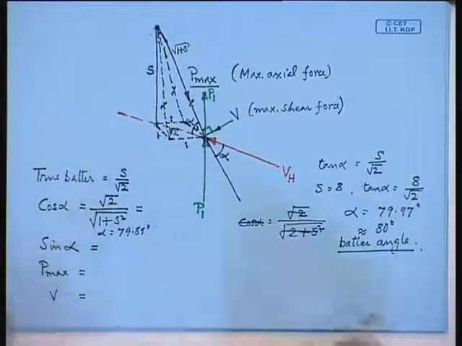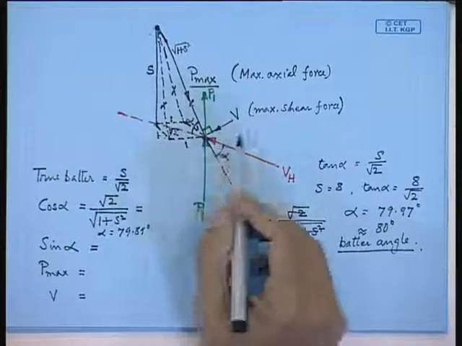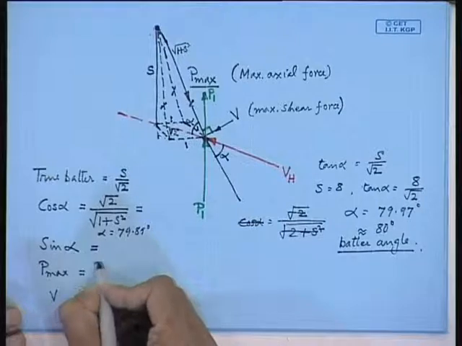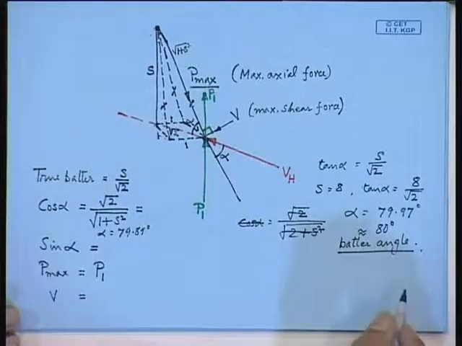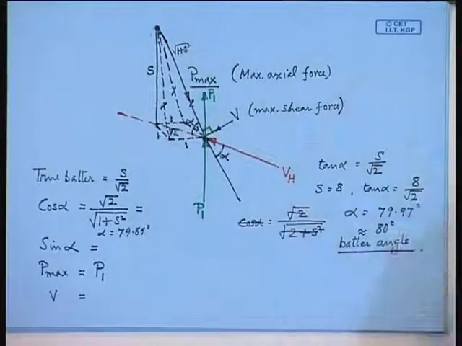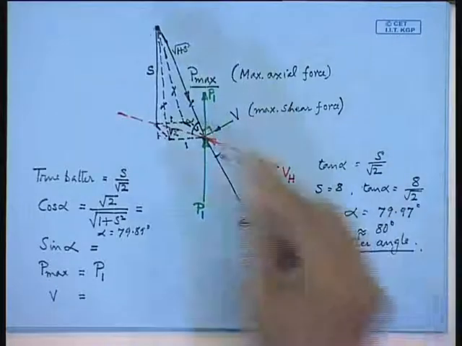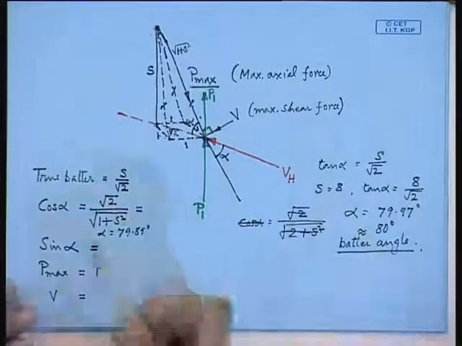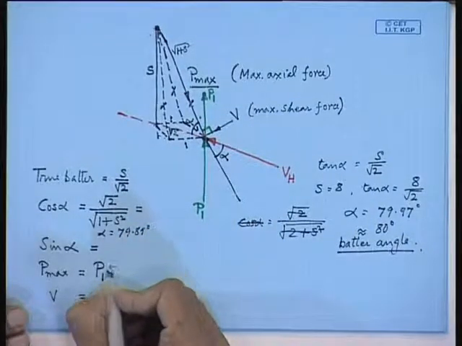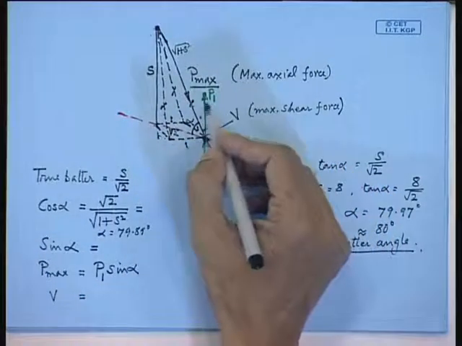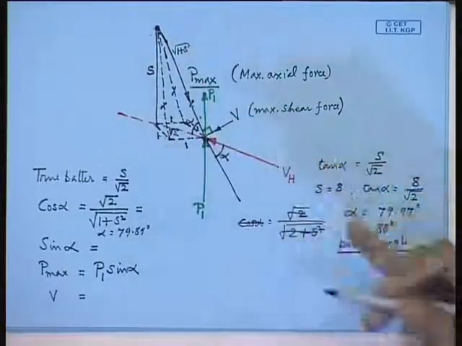Okay. Now P max you calculate. If you want to calculate P max, you start from P1. So this is P1. P1 is going vertically up. So P1 cos of 90 degree minus alpha. So this is going vertical. This is P1 sin alpha. Next you take components both from your vertical P1 and the horizontal VH.